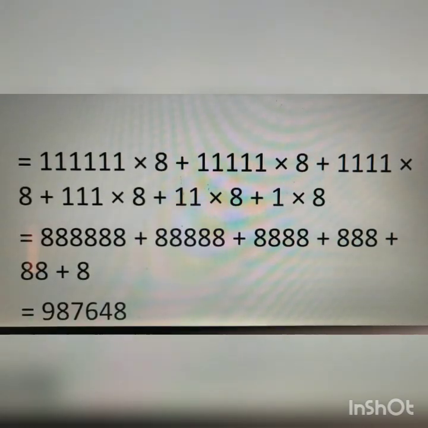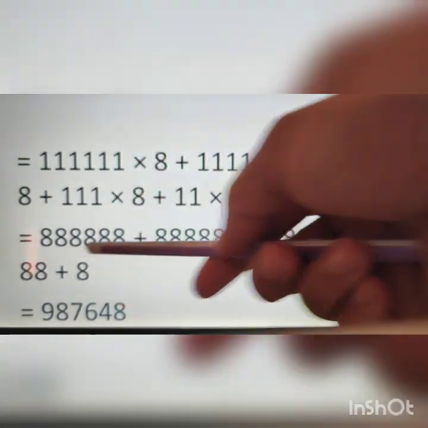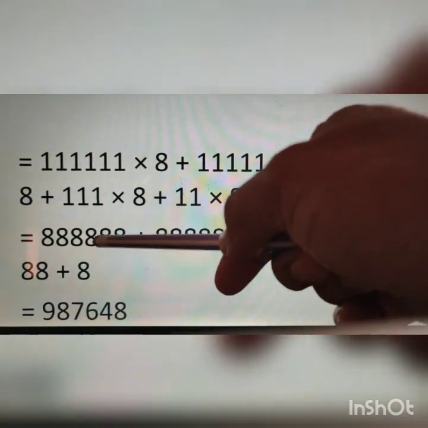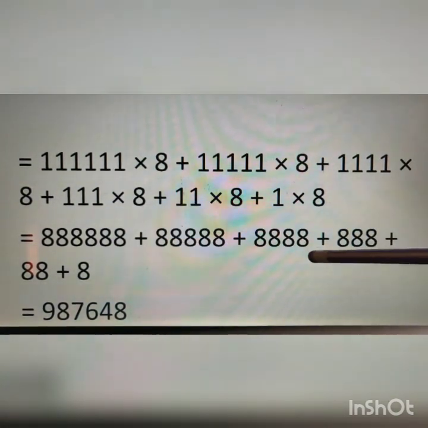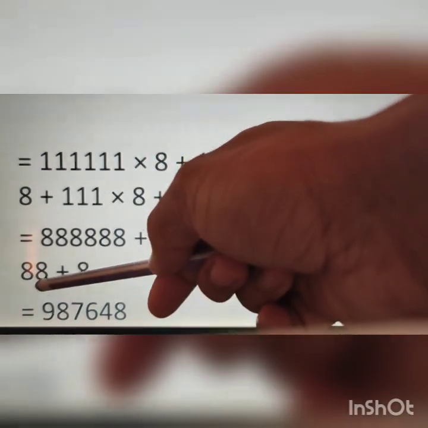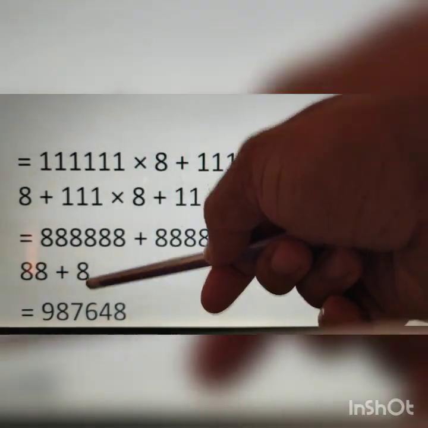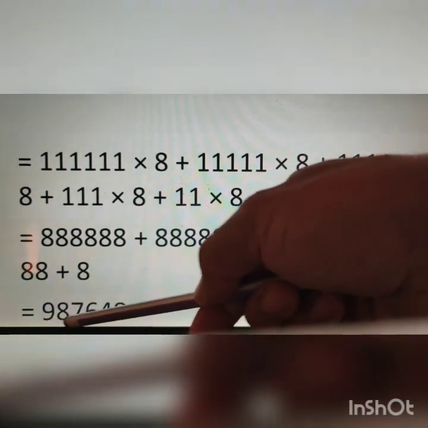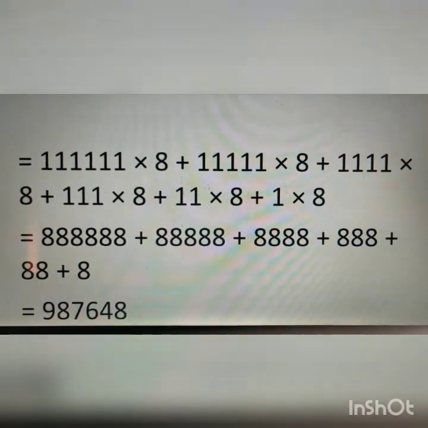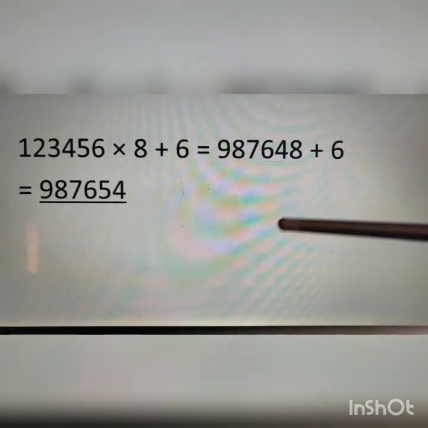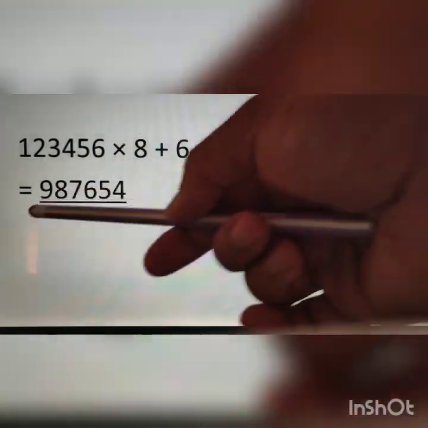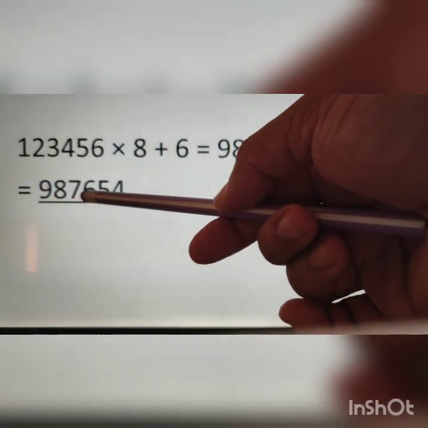So by distributive property, we will multiply 8 with all the numbers and we will get 6 times 8, 5 times 8, 4 times 8, 3 times 8, 2 times 8 and 1 time 8. Then we will take the sum of these numbers. We will get 9, 8, 7, 6, 4, 8. So according to the pattern, we have to add 6 to the given number. So the final answer is 9, 8, 7, 6, 5, 4.